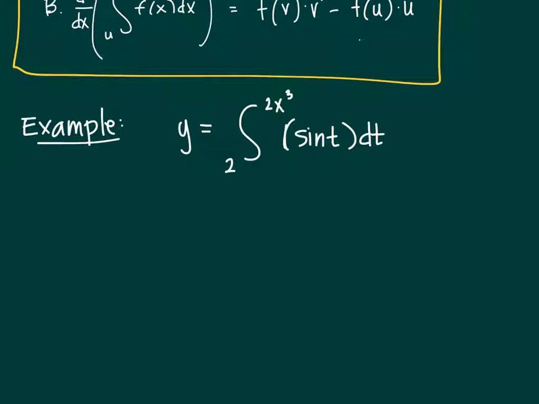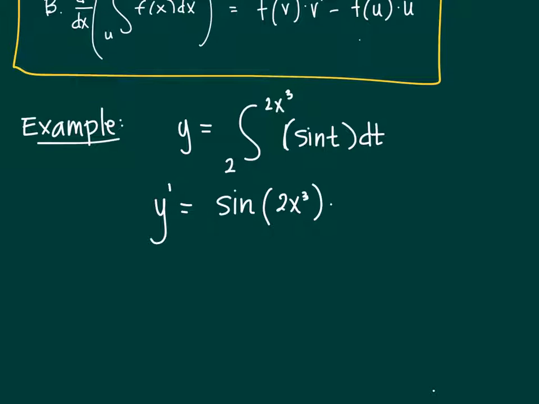Okay, so we want to get rid of that integral because the upper bound of the integral is not a definite number, not a defined number. It's an expression of 2x cubed. So what we're going to do is take the derivative. So y prime, that will get rid of the integral, but does not get rid of sine. And then the sine is substituting in the upper bound, which is 2x cubed, times the chain rule of that upper bound.